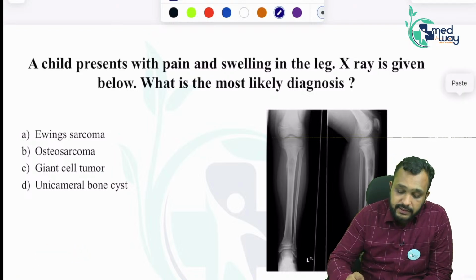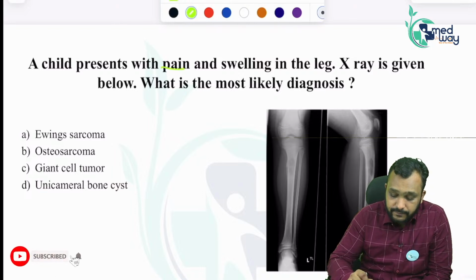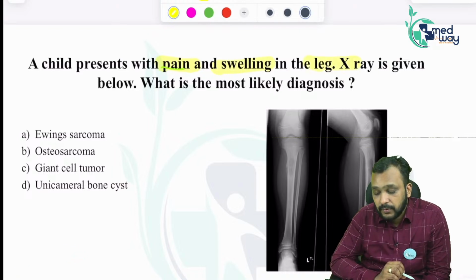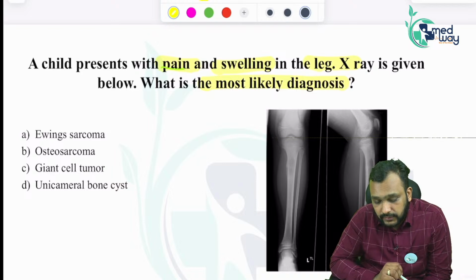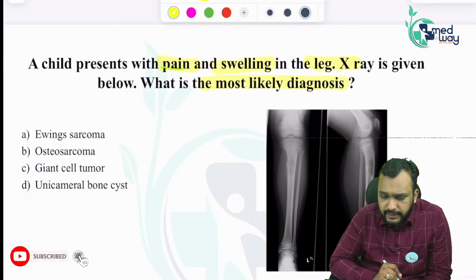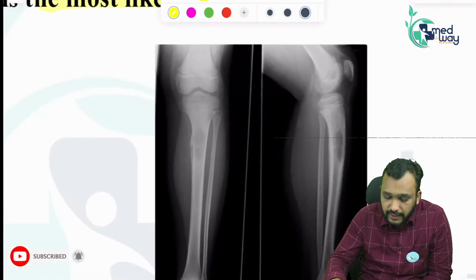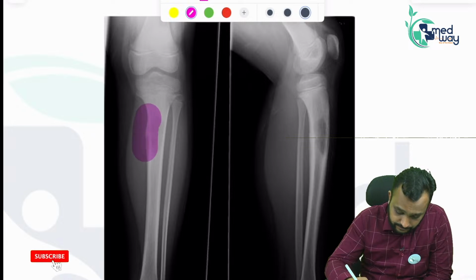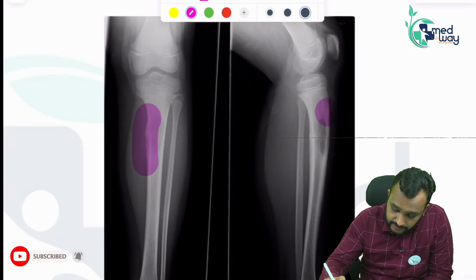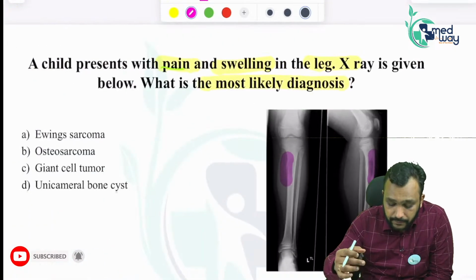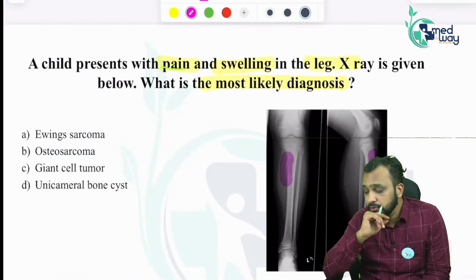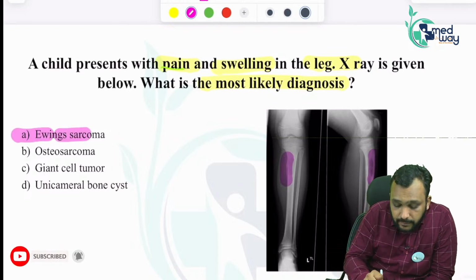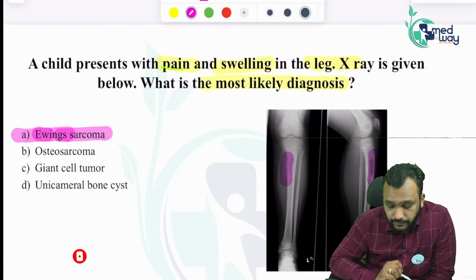So a child presented with pain and swelling in the leg, X-ray is given below. What is the most likely diagnosis? So if you look at this X-ray very carefully, you will see that there is an onion skin peel appearance, a type of periosteal reaction. So this onion skin peel type of periosteal reaction is seen in patients with Ewing's sarcoma, right.